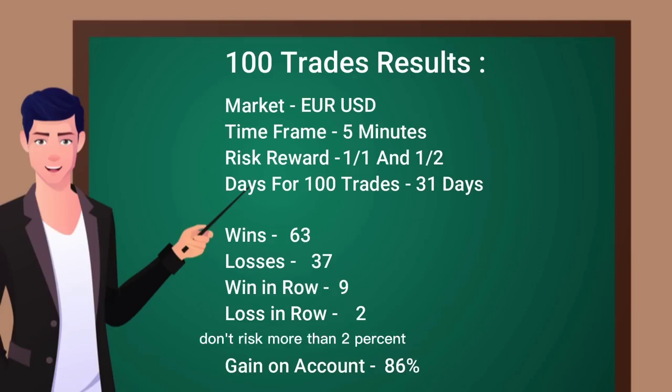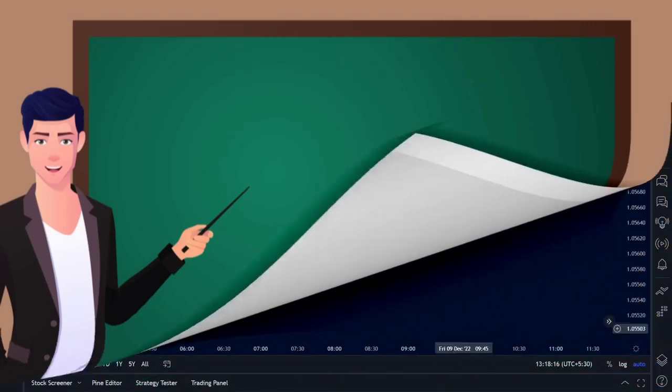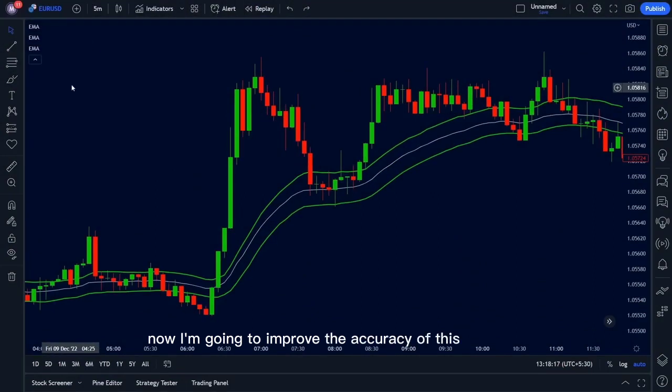Don't risk more than 2% per trade. You can use more than one currency pair and you can gain more money with this strategy. Now I'm going to improve the accuracy of this indicator.